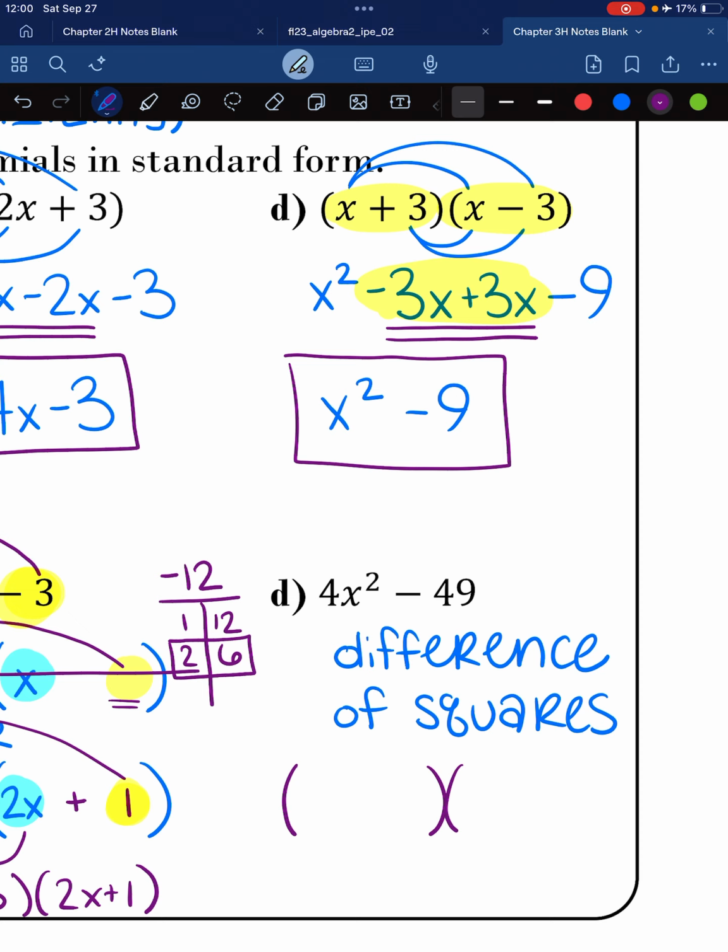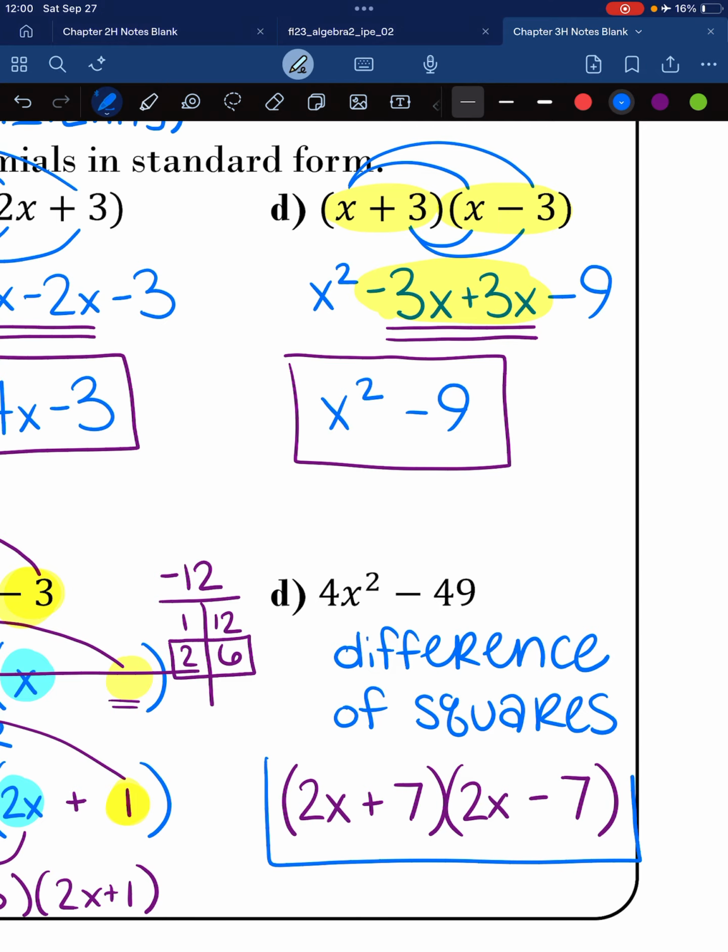So I can jump straight to my answer. I already know that to factor this, and for that middle term to go away, 2x times 2x is 4x squared. 7 times 7 is 49. I need to have one positive and one negative for it to be negative 49. And I know that that would make that minus 14x and plus 14x when I FOIL cancel out. So there is my final answer.